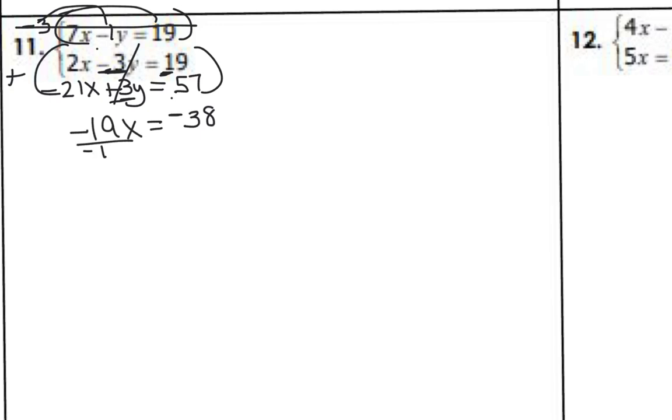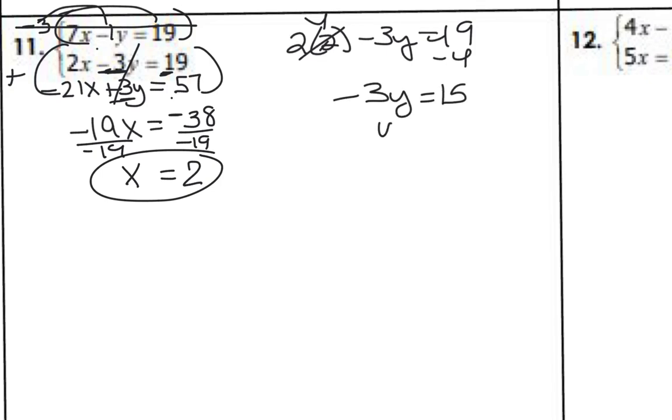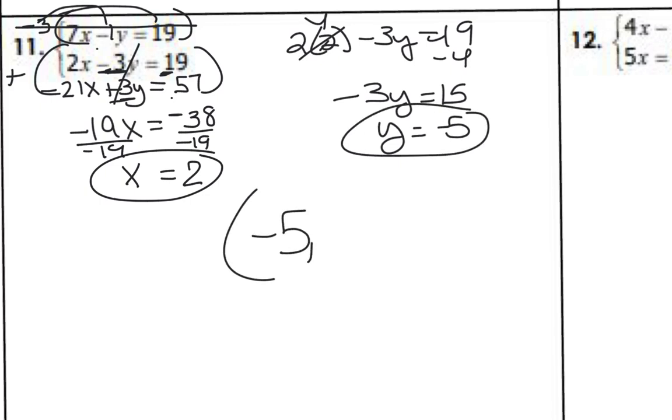And then we divide by negative 19. We get x equals 2. So now I can plug that into any equation. So let's just say 2x minus 3y is 19. So this is 4. So we're going to subtract 4 over here. So negative 3y equals 15. So y equals negative 5. So solution is negative 5. Oops, x first. So 2, negative 5.